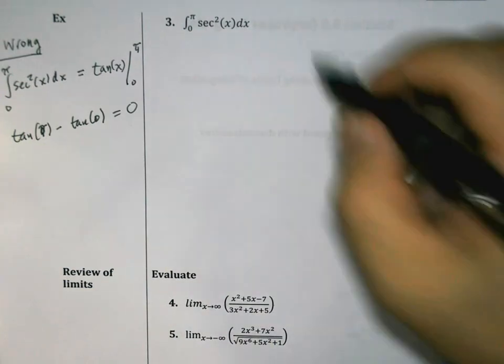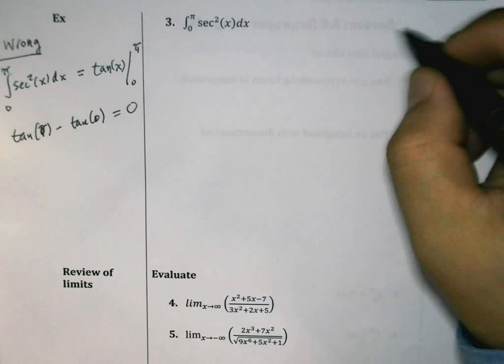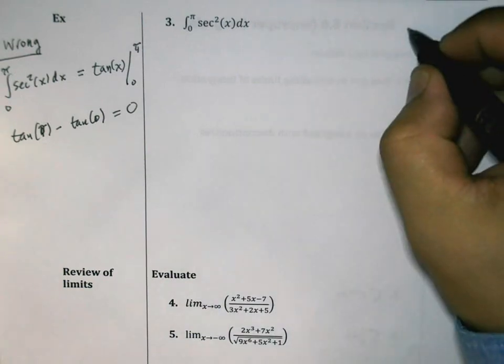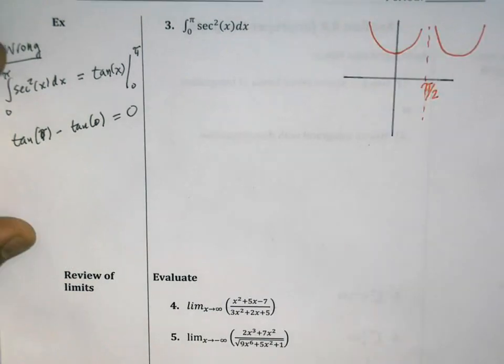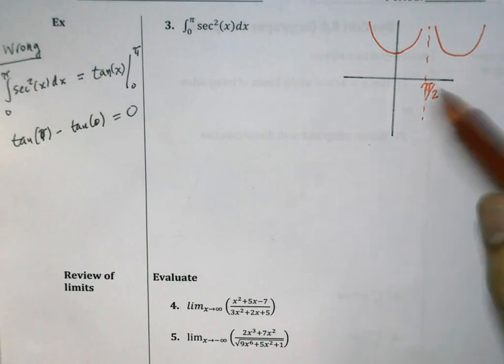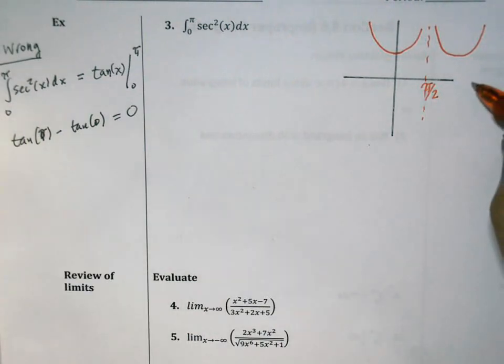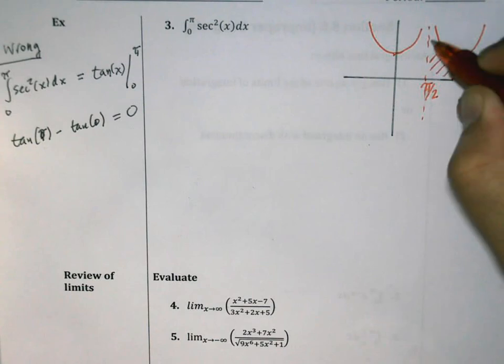And the reason for that is, let's take a look at the graph of secant squared, and it looks like this. This is the graph of secant squared from 0 to pi. Here's 0, here's pi. So what we're trying to calculate is these two areas here.